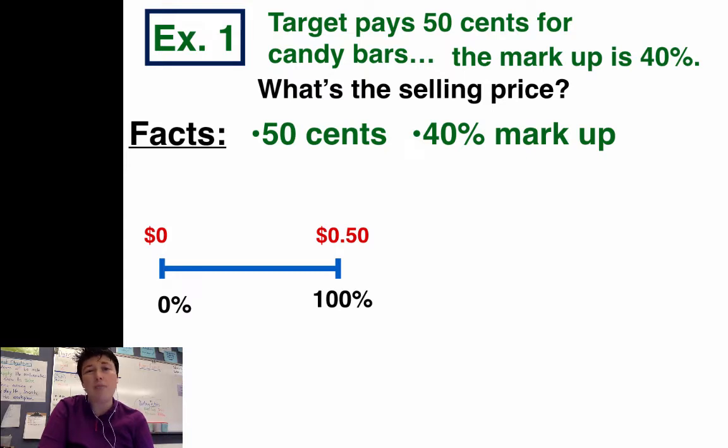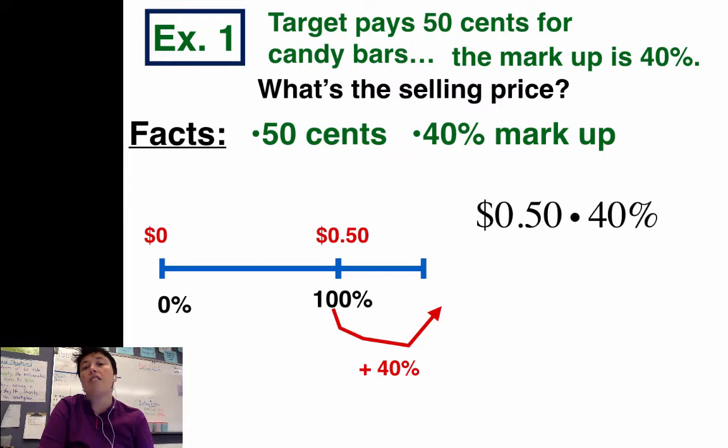But we're not paying that price. We're paying the markup price. So we're going up on the number line, and we're going to actually make it longer. We get to pay an extra 40%. That's the part that Target makes. So we're not paying 100%, we're paying 140%.